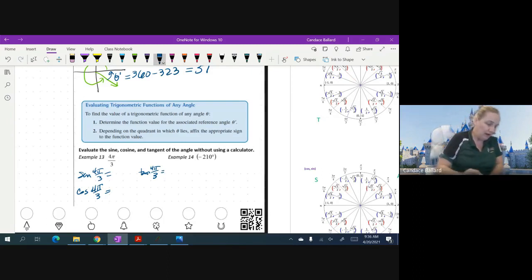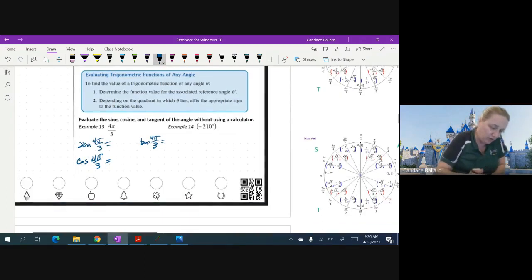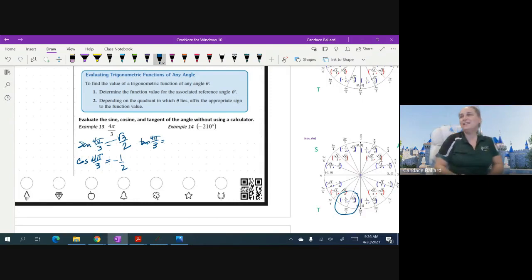Okay. All right, so I'm going to find 4 pi over 3. Let's see, 4 pi over 3 looks like it's right here. My sine is my y value, which looks like negative square root of 3 over 2. My cosine is my x value, so negative 1/2. How do I get the tangent? Can you guys tell me in the chat, how do I get the tangent? If I'm going to use my coordinates, how do I get the tangent?